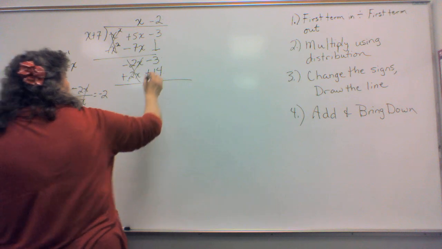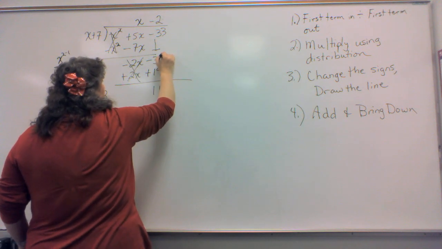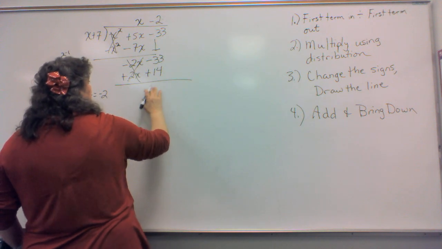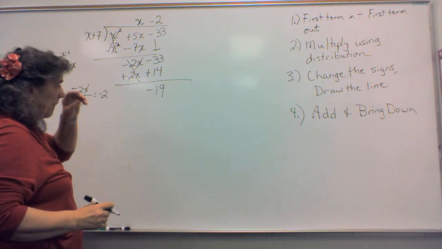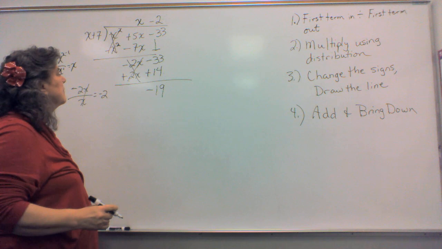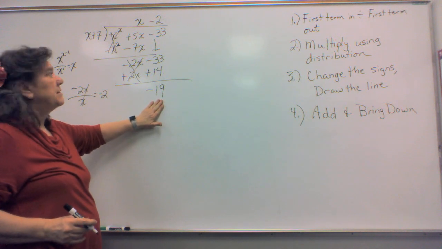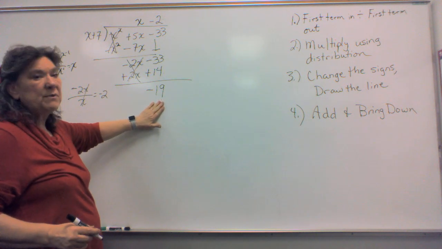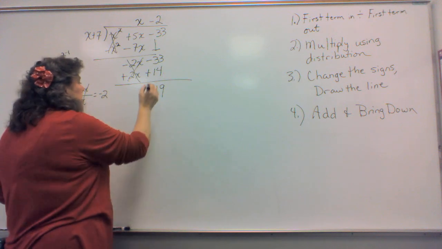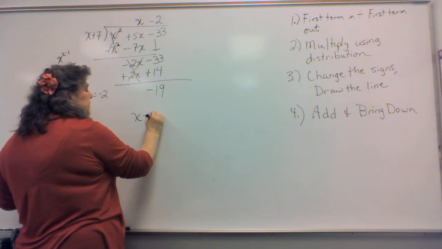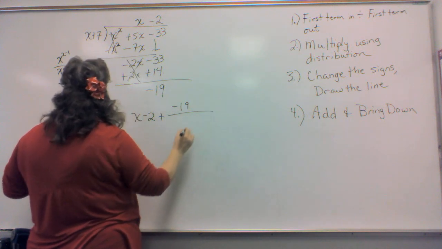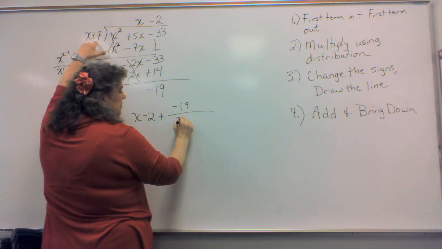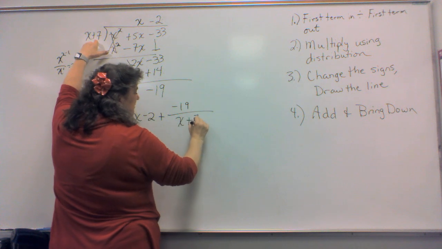Oh, I miscopied. That was 33. Okay, yes, this will be a negative 19. Okay? So we have a remainder on this one. So how do we write that? Well, we have x minus 2 plus negative 19 divided by my divisor, which is x plus 7.